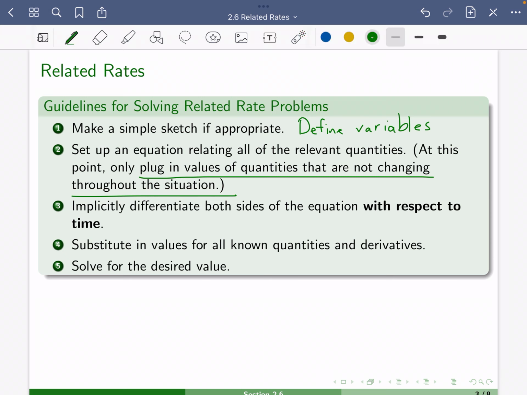Then we'll implicitly differentiate both sides of the equation with respect to time. So that's important, with respect to time. And then we can substitute in the values for the known quantities and derivatives and solve for the rate that we are looking for. And that's what it looks like. That is our process of solving for related rates.